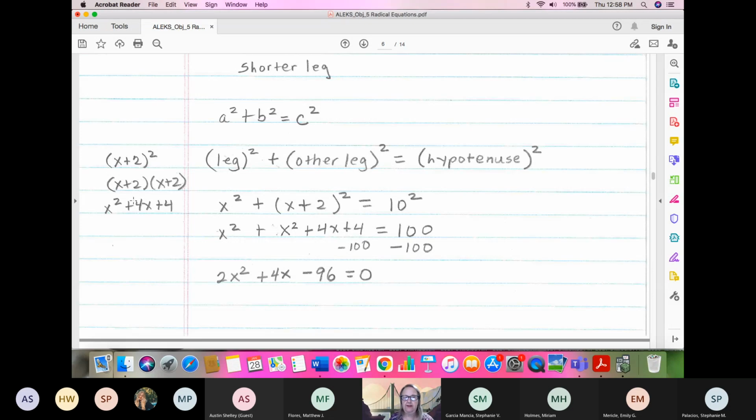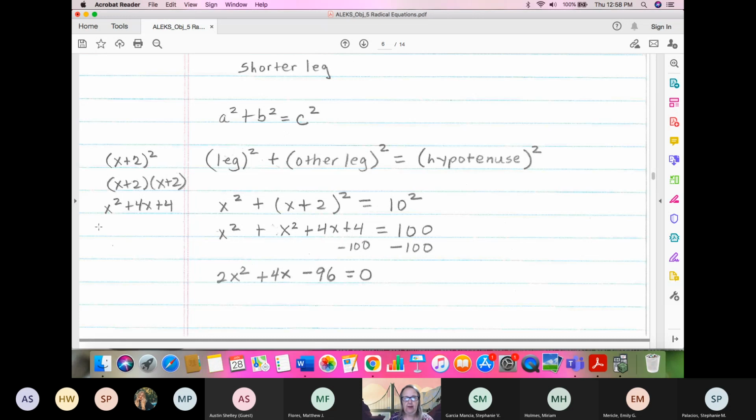We can FOIL that. X times X is X squared. The O in FOIL is X times 2, so that's 2X. And we have 2X in the inside here too, so that's 4X. 2 times 2 is 4. So we can take out X plus 2 squared over here and replace it by X squared plus 4X plus 4, equals 10 squared, which is just 100.